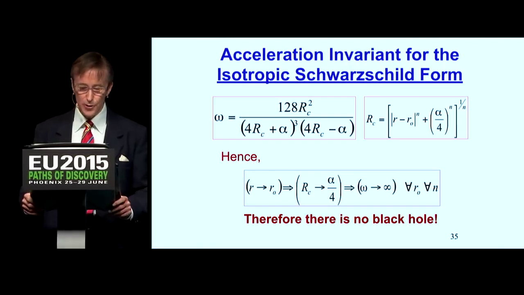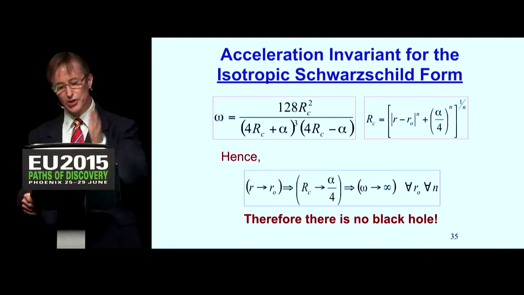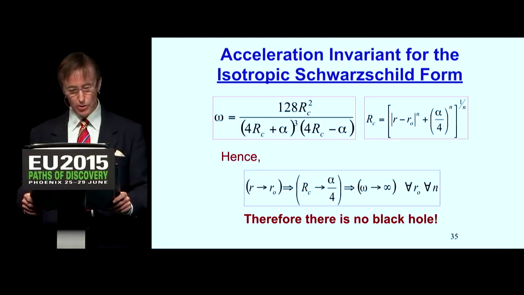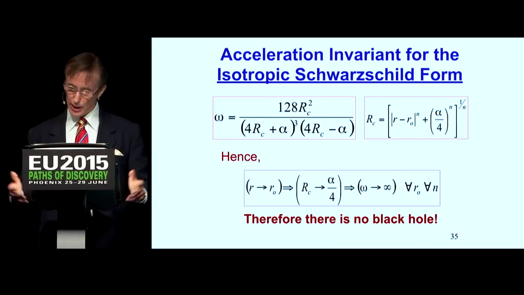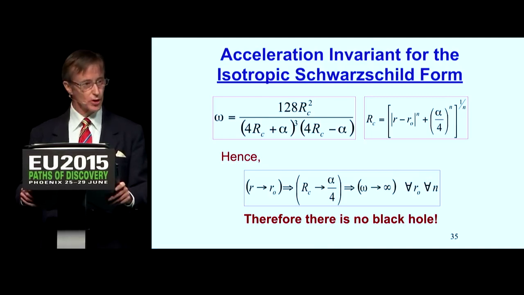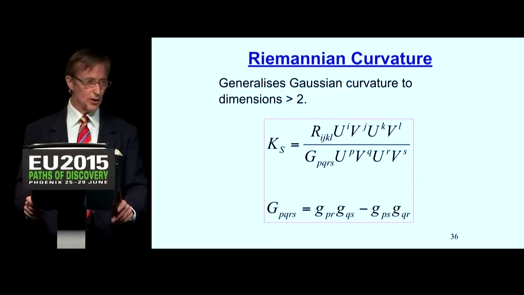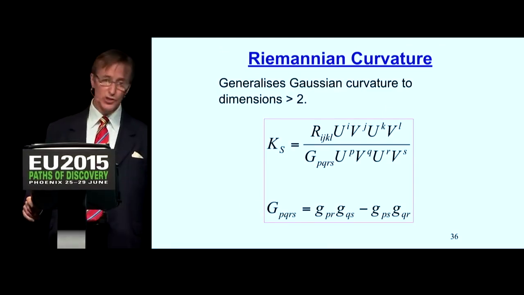The acceleration invariant. We saw the acceleration invariant. It has exactly the same properties. But they'll tell you that's where the event horizon is. But again, the acceleration goes off to infinity, where according to them there's no matter. One thing that they've never calculated is Riemannian curvature, probably because it's too complicated for them.